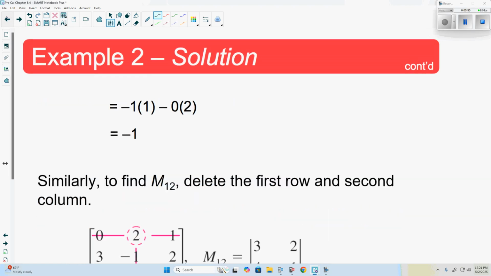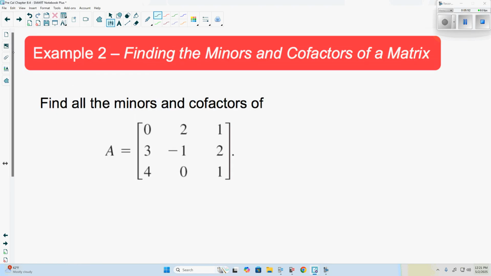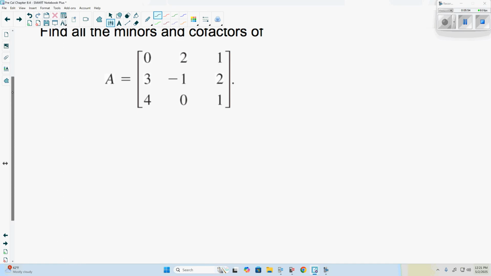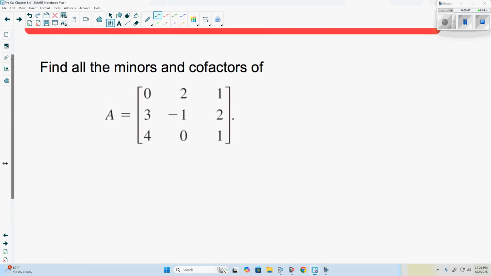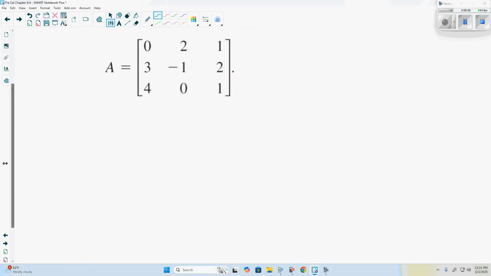Now, this works out well, especially if we have several zeros. We did this already in Algebra 2. We wrote the 2 out to the side and did our diagonals. Or the third way is we can actually use the calculator.